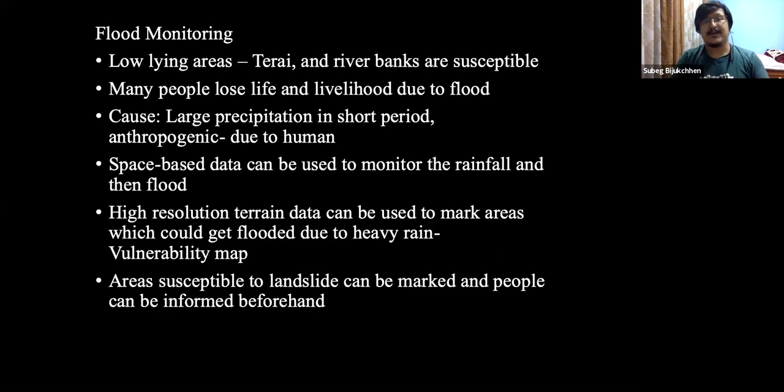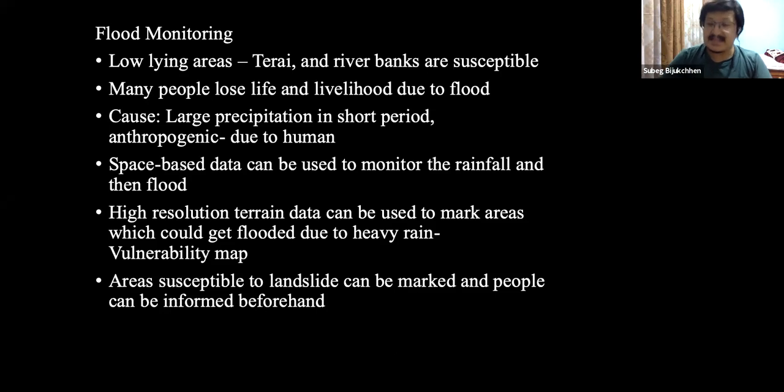For example, let's say in the computer model, I say there is 100 millimeter of rainfall in 24 hours. Then I run the model, and the model will make the flood on my map and show the area which will be under the water. That will help me create the vulnerability map, and I can tell the people this area is very susceptible to flood.